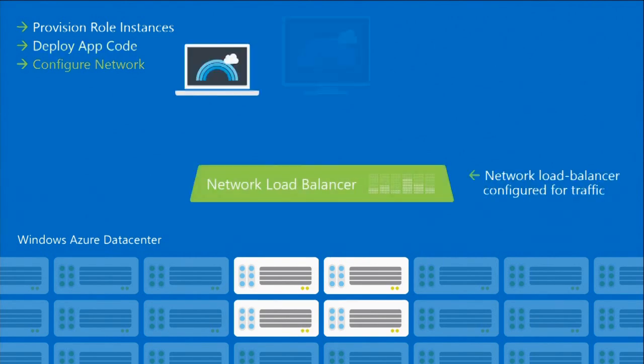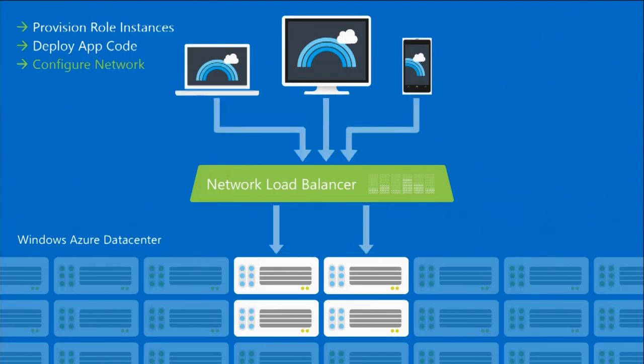Once that's done, we then go and configure a network load balancer in front of it all. So you don't even have to worry about, if you want to run two web instances of a web role, we go and put that load balancer in front of it automatically for you. And you don't have to worry about, oh, now I've got to go and find a load balancer and someone who understands how to set those things up.